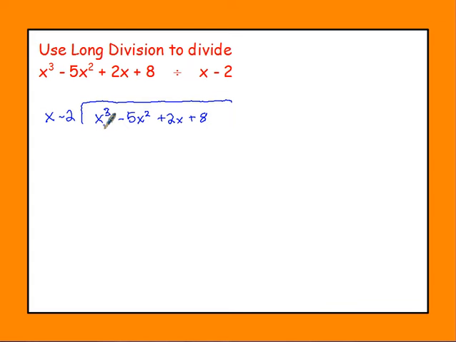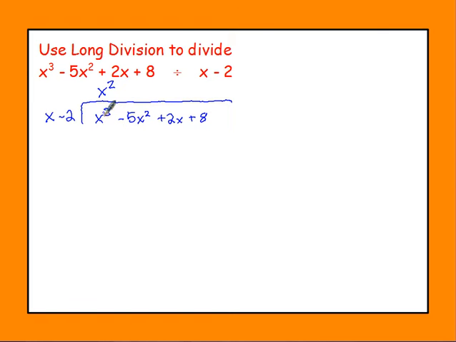And like we did in elementary, I'm not going to look at this whole polynomial right here. I'm only going to look at the front part. Same thing with my divisor. I'm only going to look at the front part. So right now I'm looking at only the x here and only the x cubed. So just like before, I ask myself, x times what will give me x cubed? Well, that would be x squared.